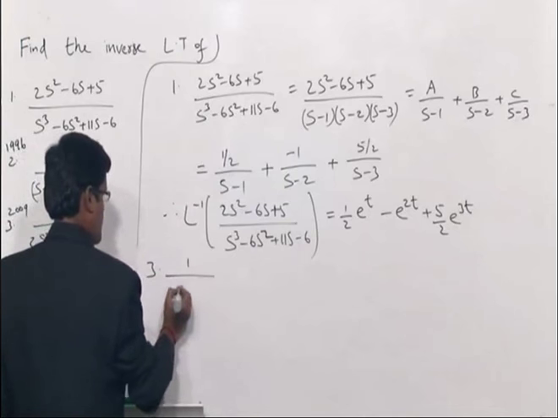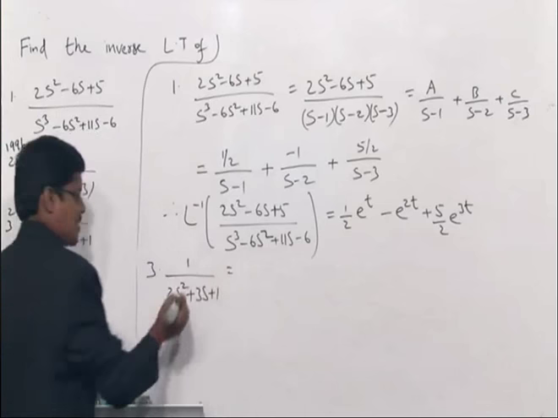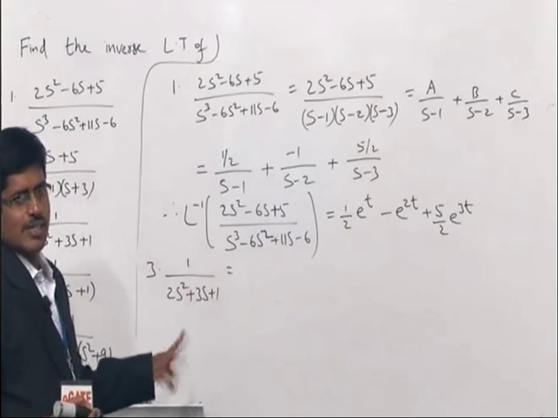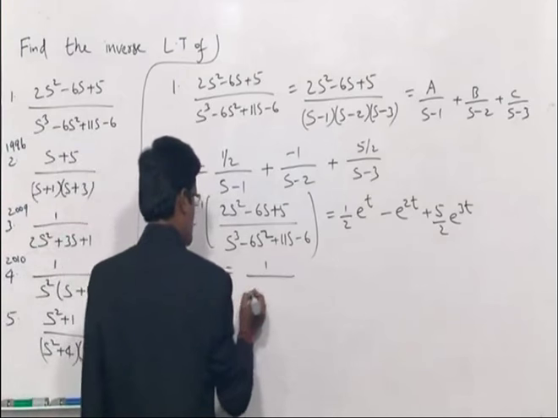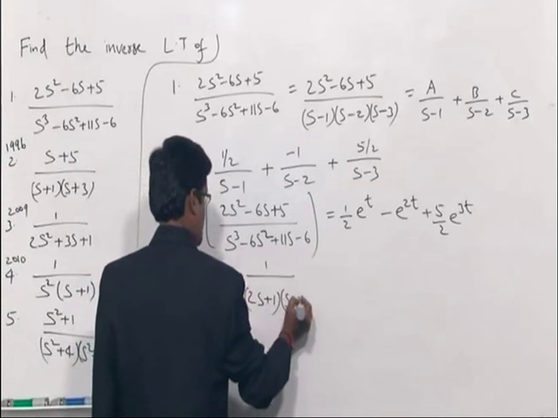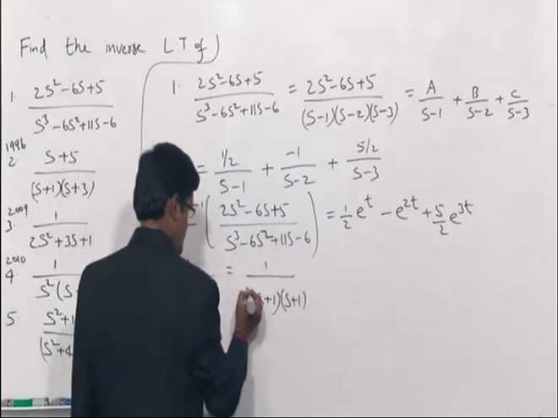1 over 2s square plus 3s plus 1. So here the extremes multiplication 1 into 2, the middle term 3. 3 can be written as 2 plus 1. 2 plus 1 is nothing but 3. 2 into 1 is nothing but 2. So this is factorizable whose factors are 2s plus 1 into s plus 1. These are the factors. Later you do.